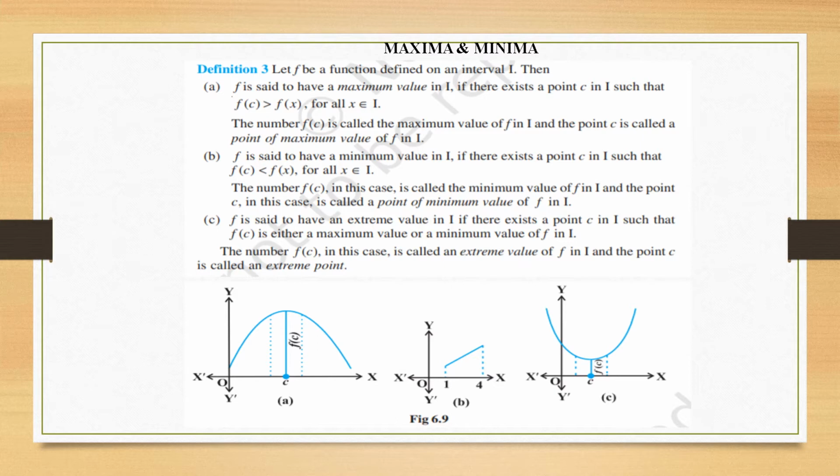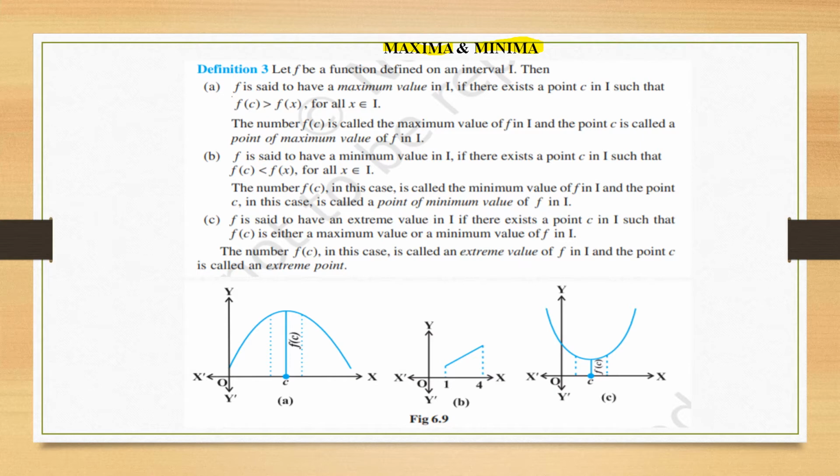So let us start with what is maxima and minima. Maxima means the maximum value, and minima means the minimum value. So let us start with the formal definition.